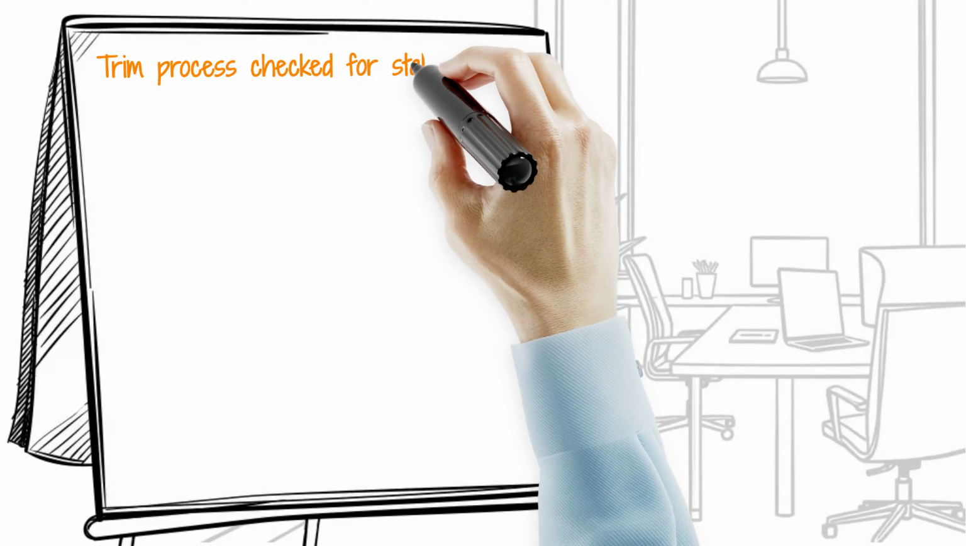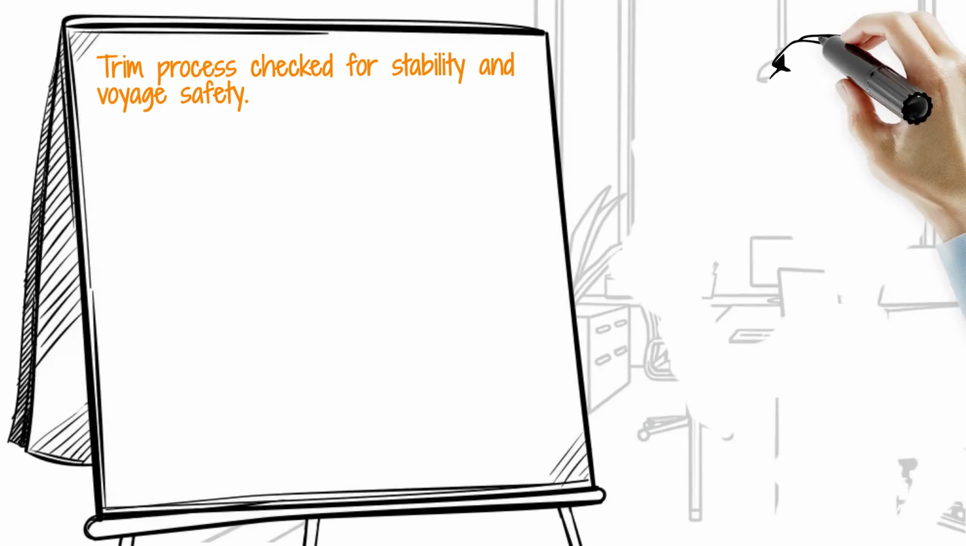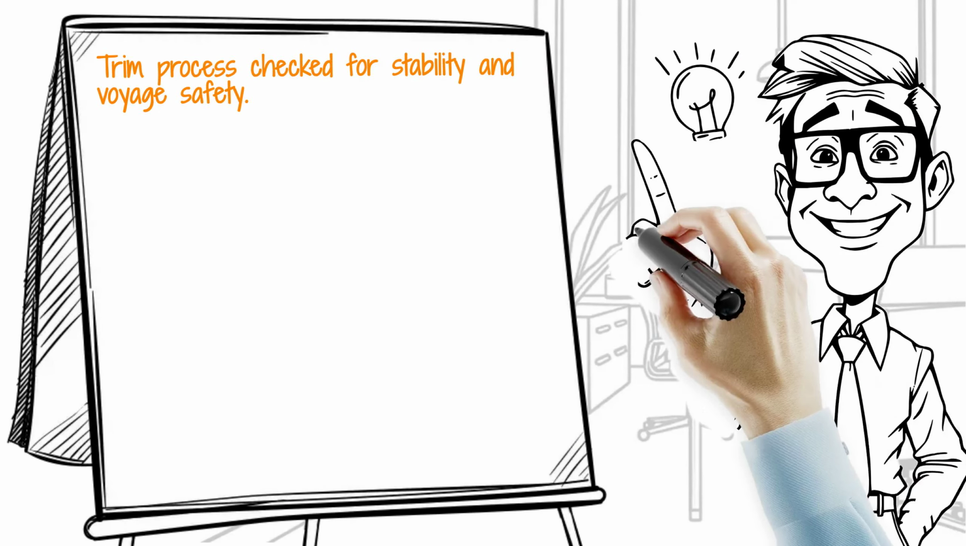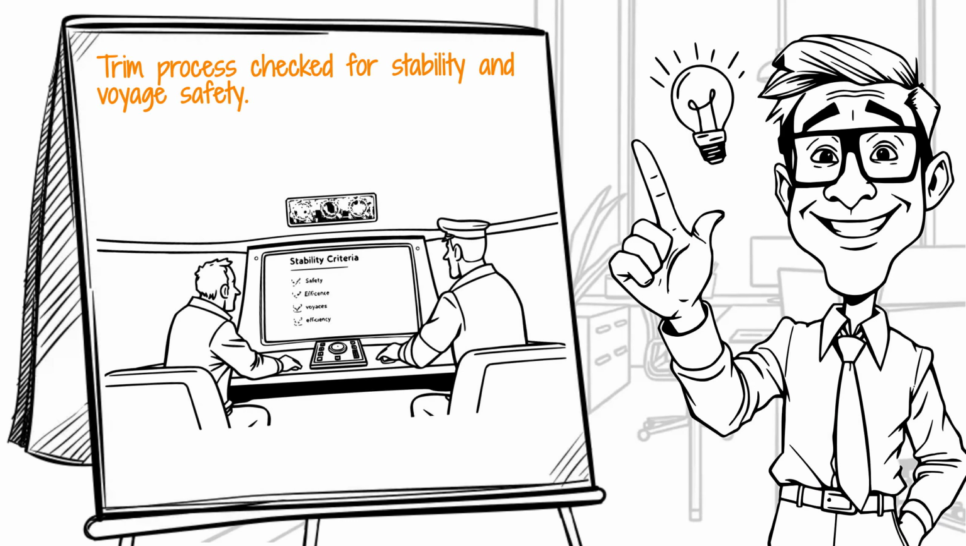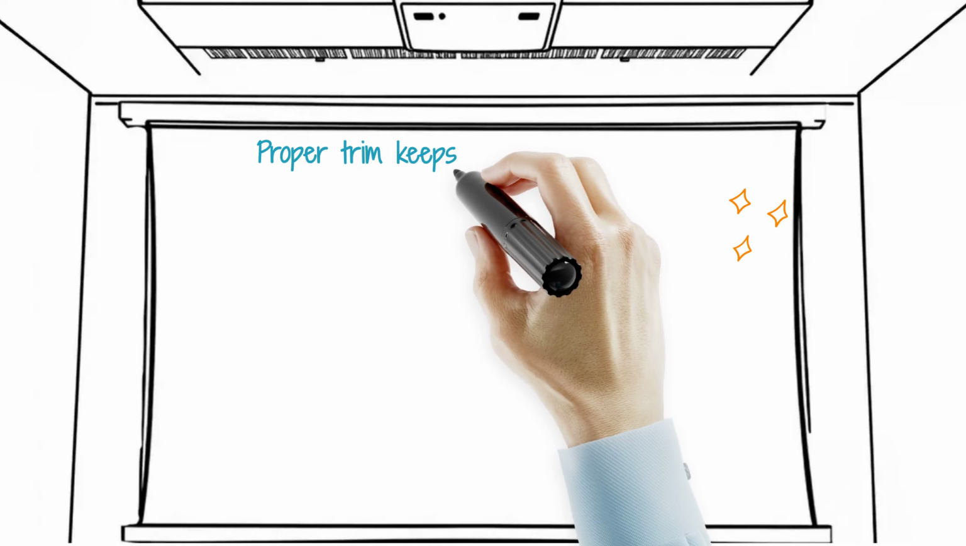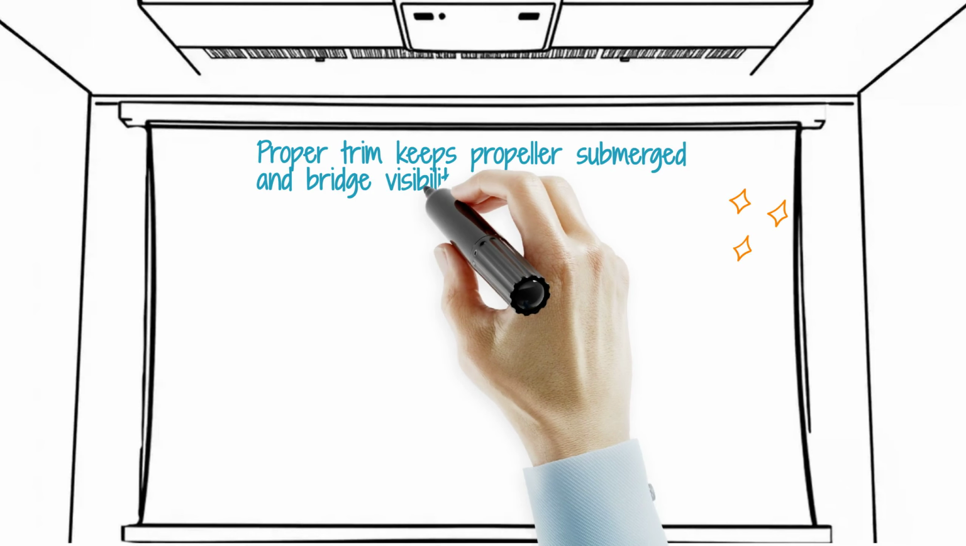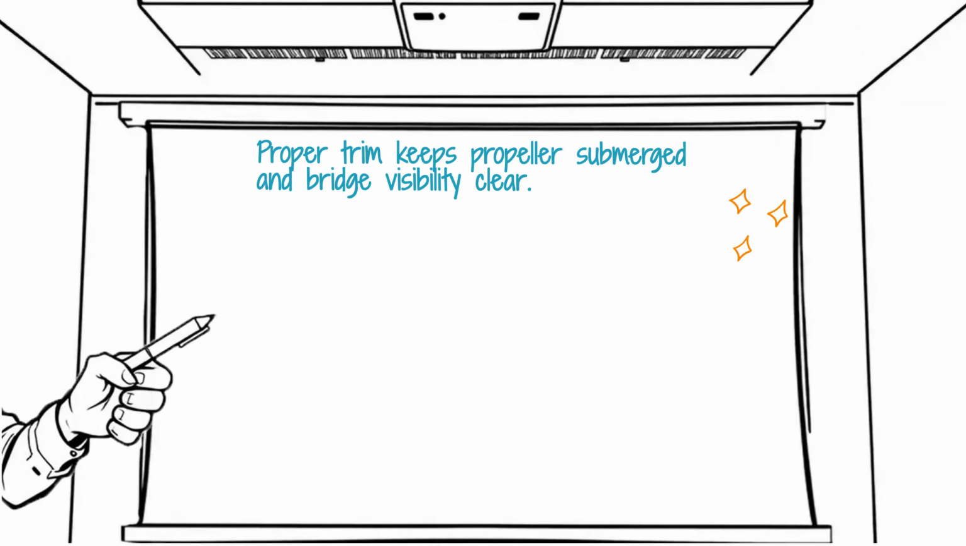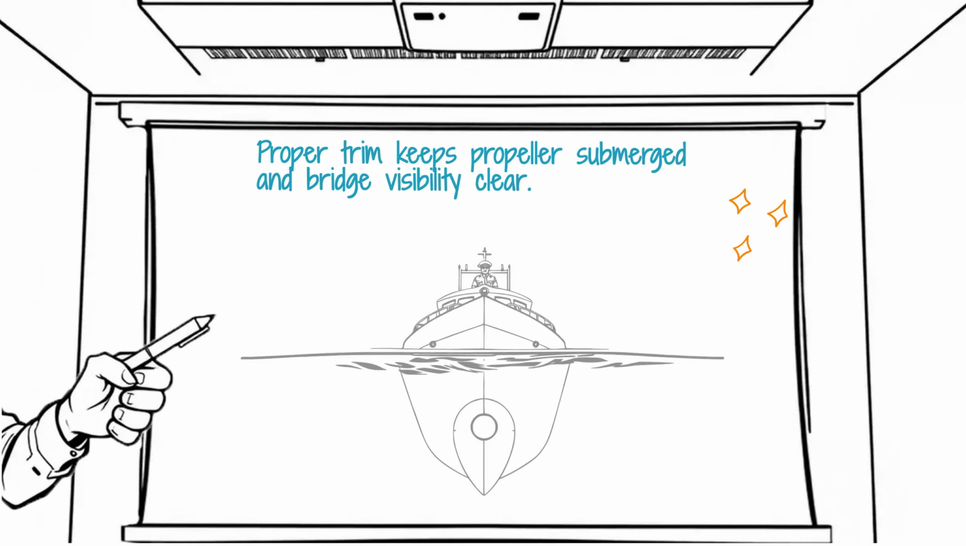The process is constantly checked against the vessel's stability criteria to ensure that the final trim is both safe and efficient for the intended voyage. Accurate trim correction is vital for maintaining propulsive efficiency, ensuring the propeller is fully submerged, and keeping the forward visibility clear from the bridge.